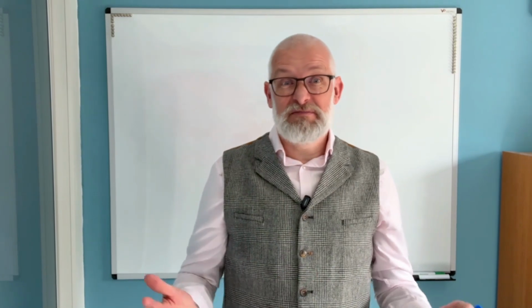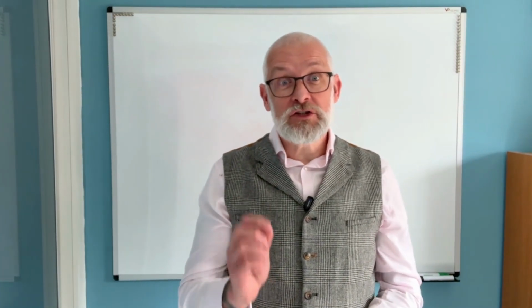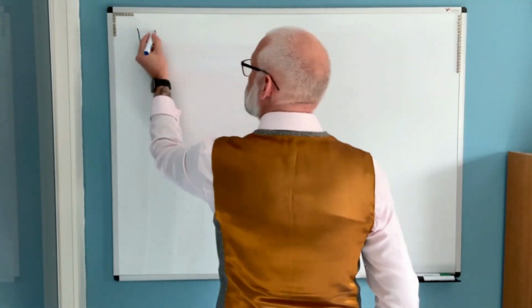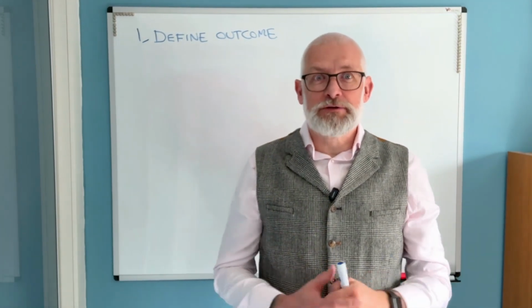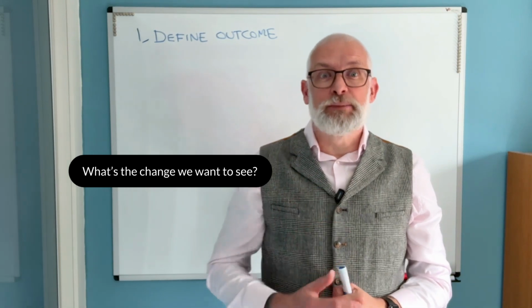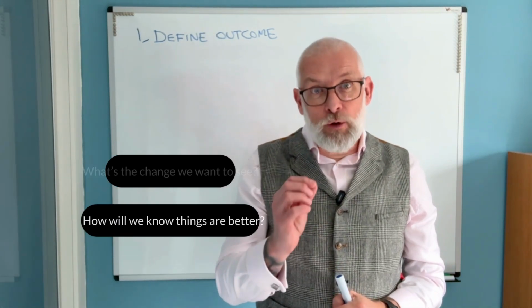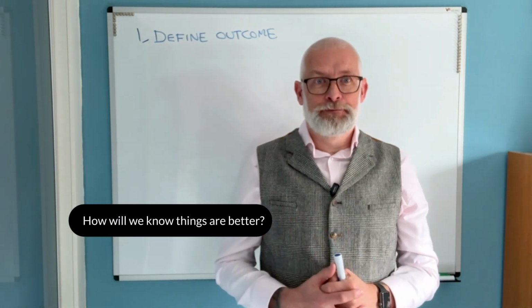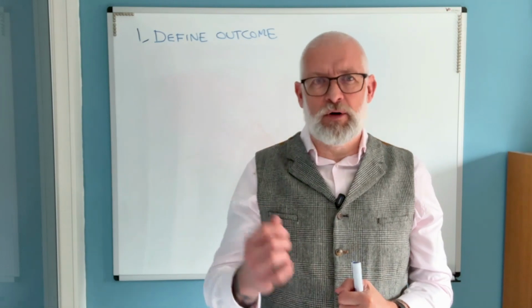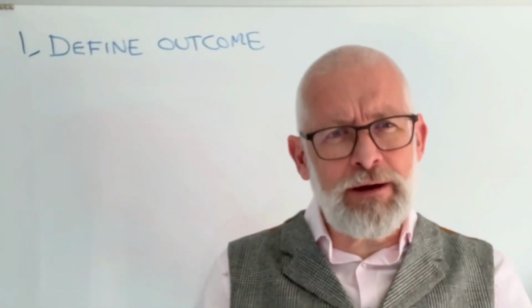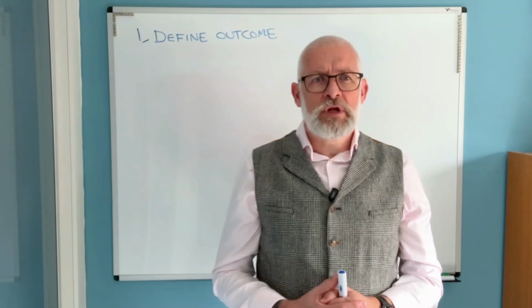The process is simple. First, start with the problem or outcome that really matters. You do this by asking two questions. What's the change that we want to see? And how will we know that things are better? This prevents objective setting from becoming a tick box exercise and keeps it grounded in real work.